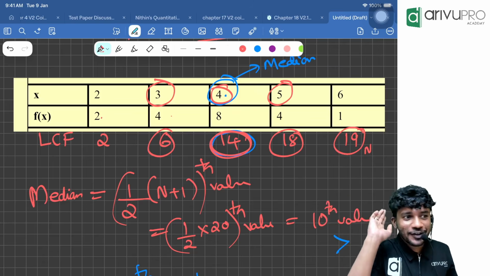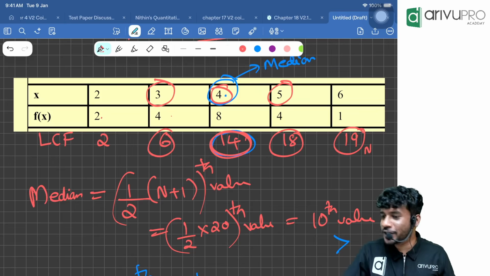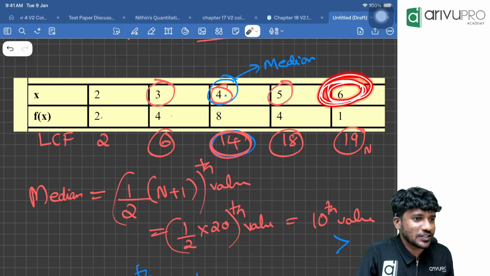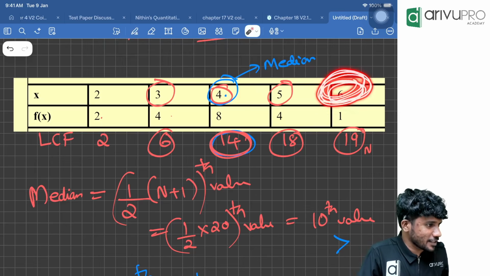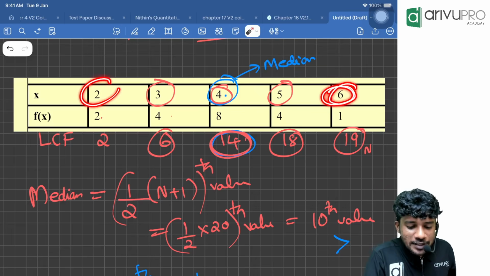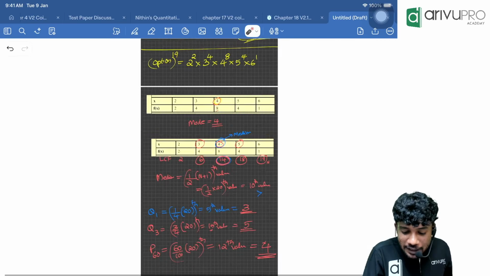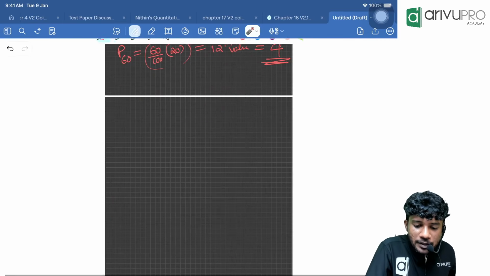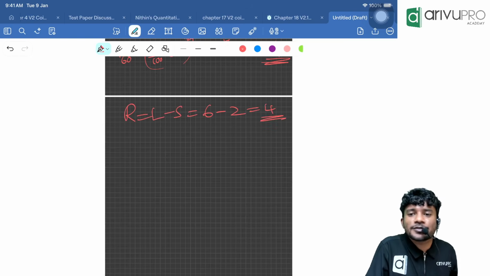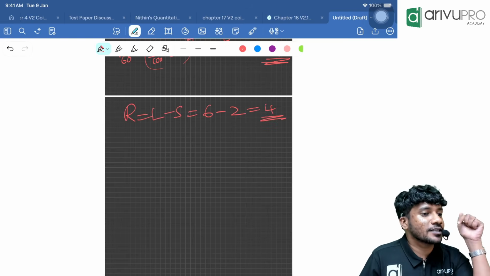That is called range. Which is the largest value here? Largest x value is what? 6. 6 is the largest value. Correct? What is the minimum value? 2. Then range will be what, people? Range is largest minus smallest. That is 6 minus 2. Answer is 4. Never forget this method.